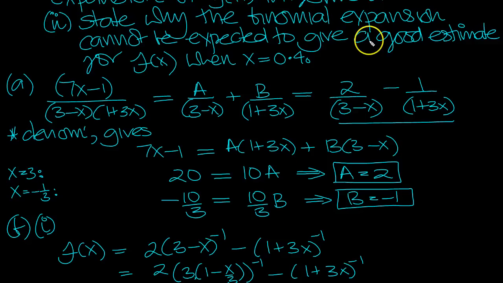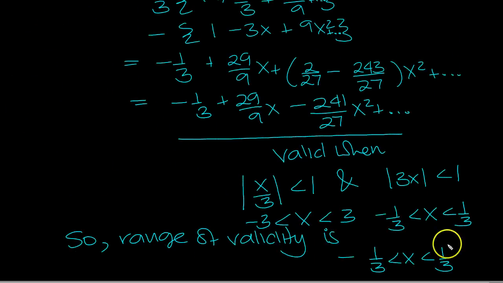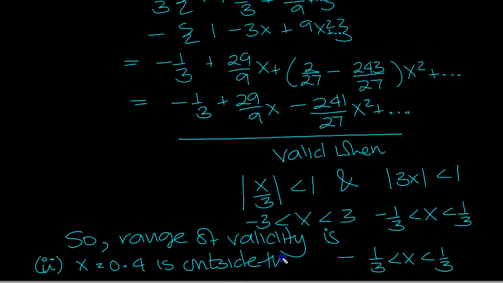So a good estimate when x is 0.4, part 2: x equals 0.4 is outside the range of validity.